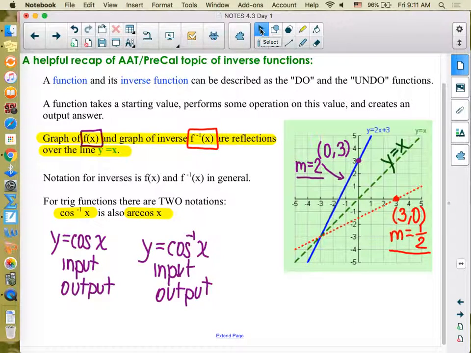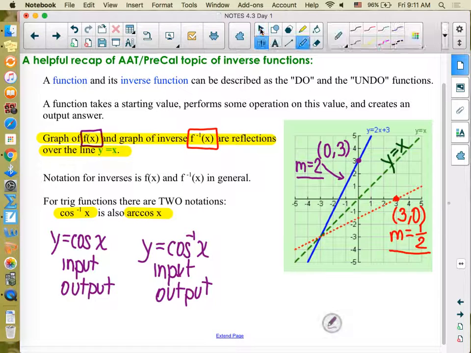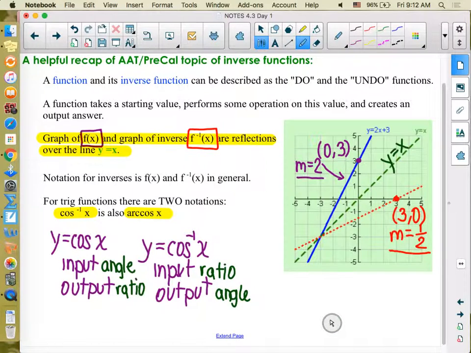Last thing on this slide, we want to keep in mind that when we're looking at inverses in general, whatever our inverse equation is, our input becomes the output of the inverse, and the output from our original becomes the input to our inverse. So for cosine, the input is usually an angle, and the output is the ratio of that angle. Think right triangles. For inverse cosine, then, we input a ratio, and it outputs an angle where that ratio occurs.